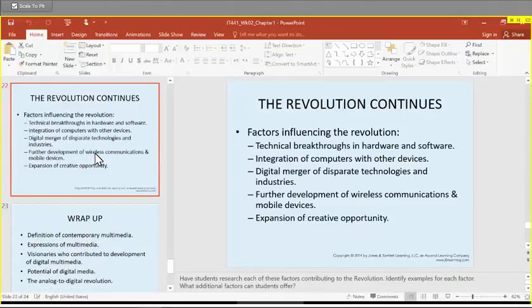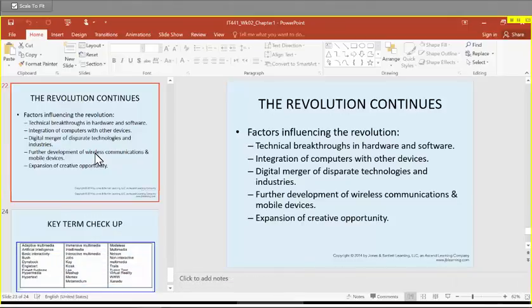And the revolution continues, and there are several factors which influence this revolution. It includes technical breakthroughs in hardware and software, which have become very advanced, integration of computers with other devices, digital merger of disparate technologies and industries, further development of wireless communications and mobile devices, and expansion of creativity and creative opportunities.